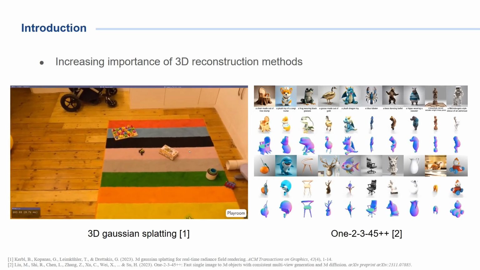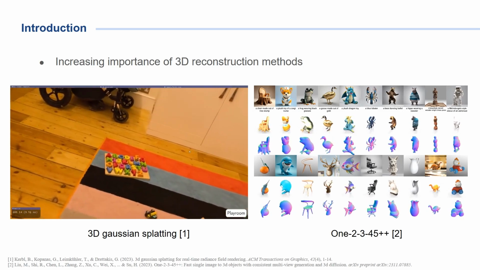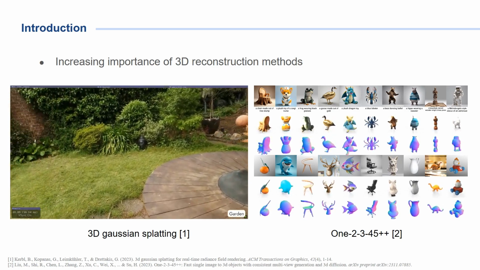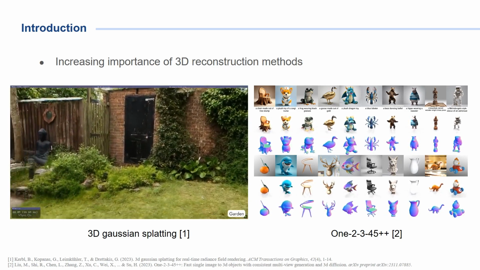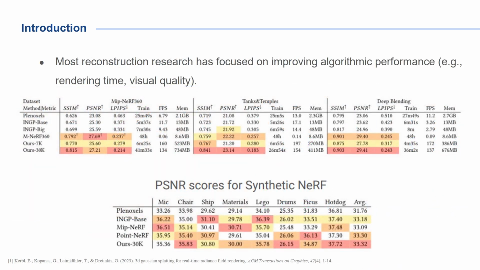Recent advances in 3D object reconstruction have been remarkable, and 3D object reconstruction methods capable of real-time rendering are crucial for the creation of real-world content. Most reconstruction research has focused on improving algorithmic performance, for example, rendering time and visual quality.